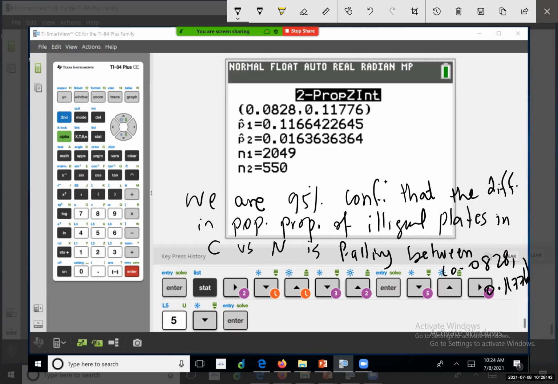So P1 minus P2. When we are comparing, we would say the difference falls between here to here. P1 was Connecticut, P2 was New York, right? Am I right? Just check and see. 9 out of 550 was New York, or 9 out of 550 was Connecticut? It was New York. 9 out of 550 is New York. Okay, then I have it right.